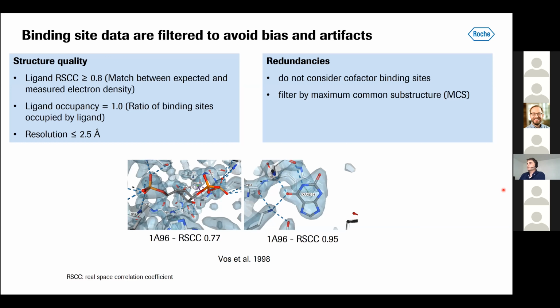And an additional aspect we do to eliminate bias is to filter out recurring scaffolds in the data sets, because you can imagine from drug discovery projects, you may have series with recurring scaffolds and only slightly different decorations, and to not excessively shift our statistics by these scaffolds, we eliminate these. And we also do not consider cofactors because their binding sites are typically highly conserved.